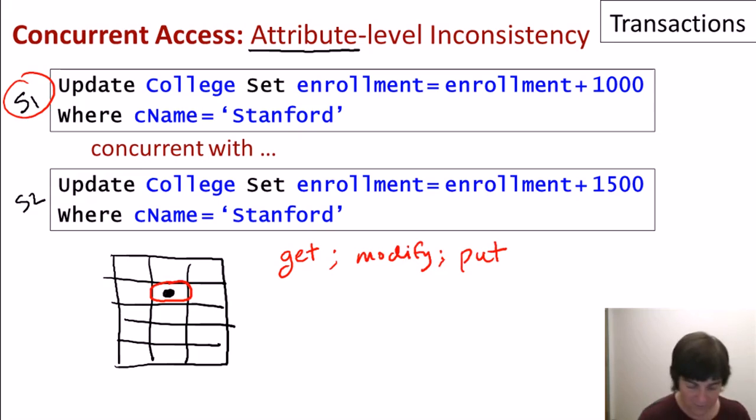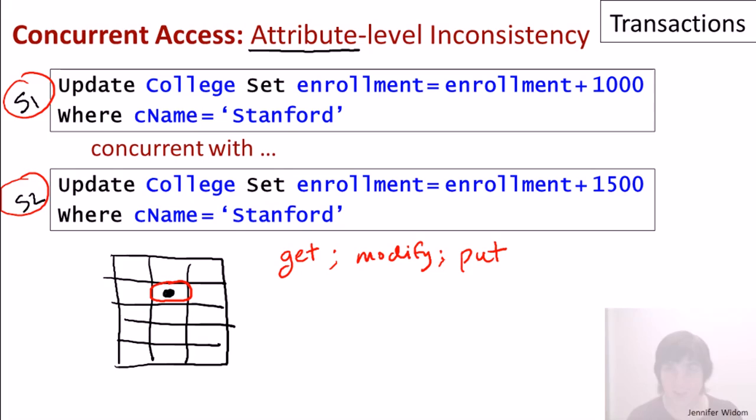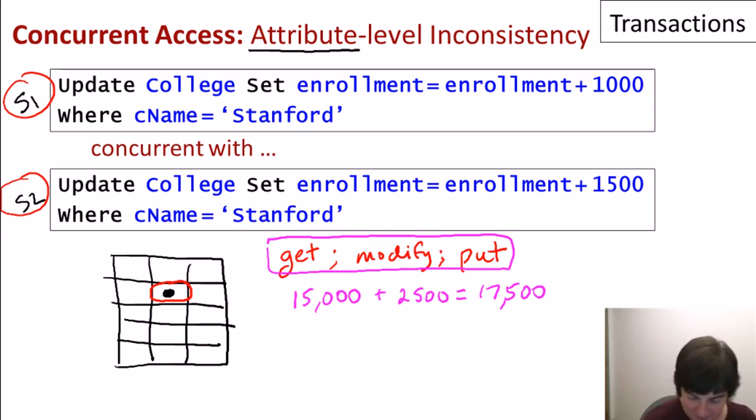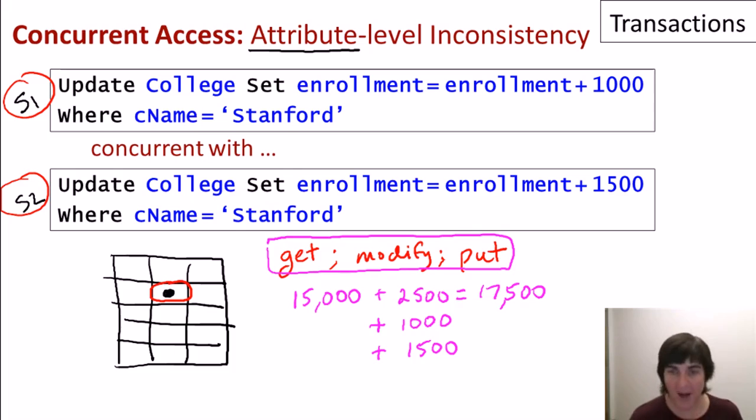So here's the value that we're working on. Client S1 will fetch the value, add 1,000 to it, and put it back. Client S2 will do something similar, but adding 1,500 instead. Let's suppose Stanford starts out with an enrollment of 15,000, and these two statements are executed concurrently. What are the final values that we might have? Well, if one of them runs before the other completely, then we'll add 2,500 and we'll get 17,500. On the other hand, if they really can interleave their get, modifies, and puts, then it is possible that we'll instead only add 1,000 because the 1,500 gets lost, or we could only add 1,500. So there are three possible final values if there's interleaving of the operations that modify the value. Of course, we're going to see that there are mechanisms in the database to avoid this, but I want to motivate the reason that we have to have those mechanisms.